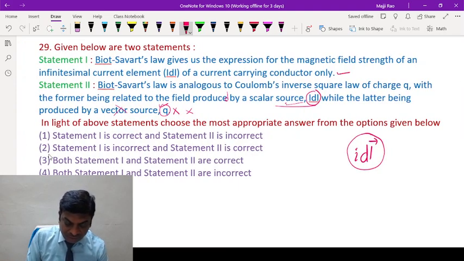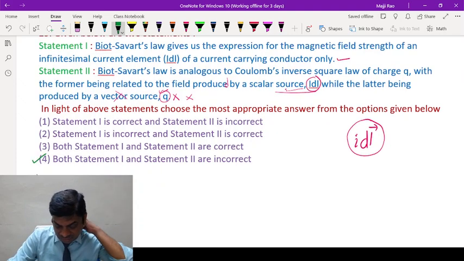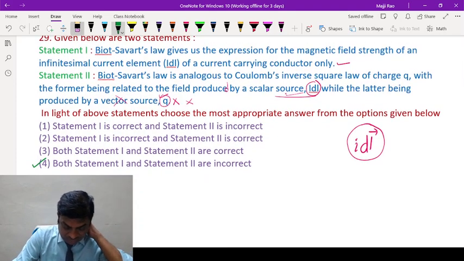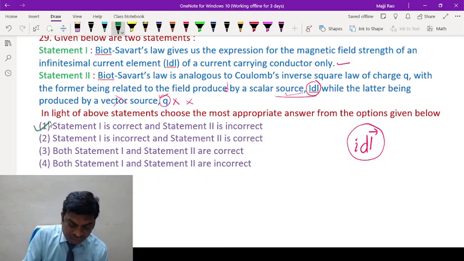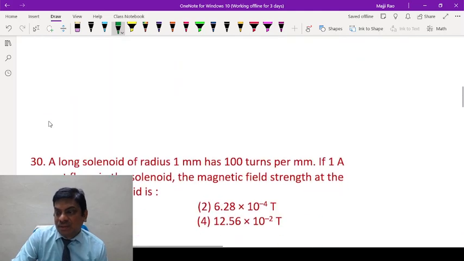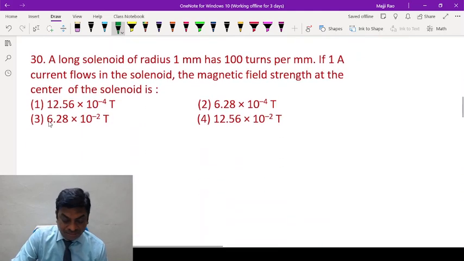So statement 1 is correct and statement 2 is incorrect. First option should be the correct option. Then moving on to the next question.